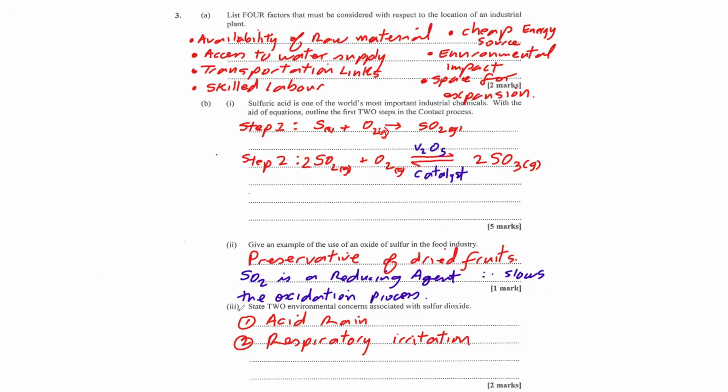B, Part 3. State 2 environmental concerns associated with sulfur dioxide. Well, we know that when sulfur dioxide dissolves in water, it forms sulfurous acid. And of course, that will cause acid rain. The SO2 gas itself will cause respiratory irritation as it is a choking gas.